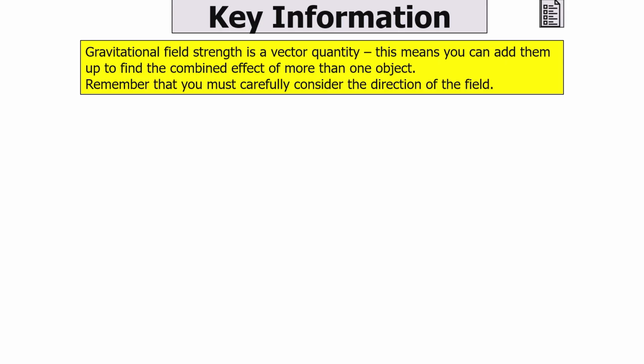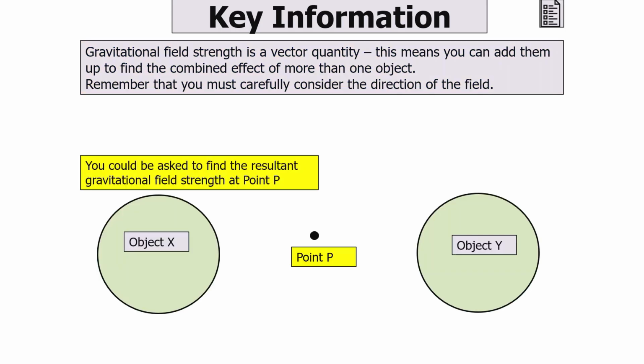This means you can add them up to find the combined effect of more than one object. But remember, you must carefully consider the direction of the field. So for example, you could be asked to find the resultant gravitational field strength at point P.